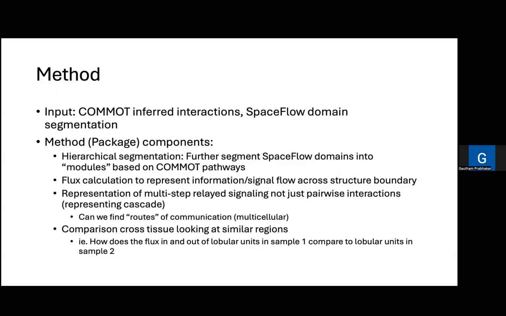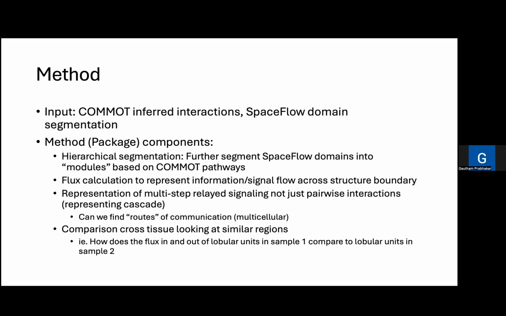So my method takes the Comet inferred interactions along with the Spaceflow domain segmentation, and it takes a four-pronged approach to how we can quantify this. It's step by step. First is the hierarchical segmentation. From the Spaceflow domains, I'll explain an example in a second, you'll have these different regions of the tissue identified as potentially being a structure or stroma or something like that.